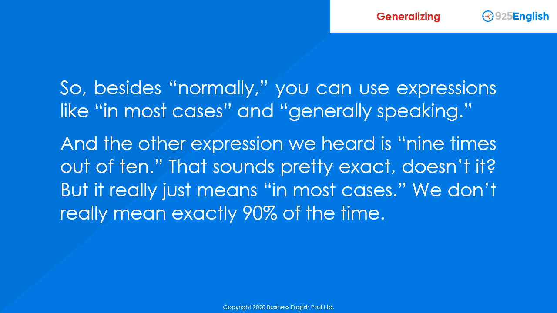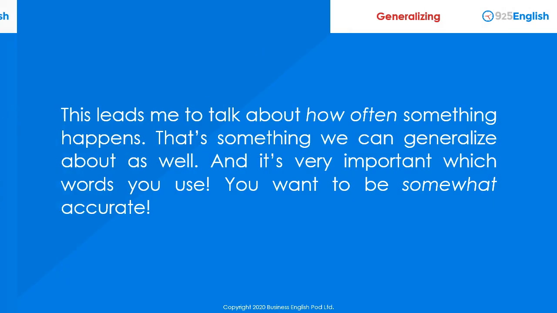So, besides normally, you can use expressions like in most cases and generally speaking, and the other expression we heard is 9 times out of 10. That sounds pretty exact, doesn't it? But it really just means in most cases. We don't really mean exactly 90% of the time. This leads me to talk about how often something happens.